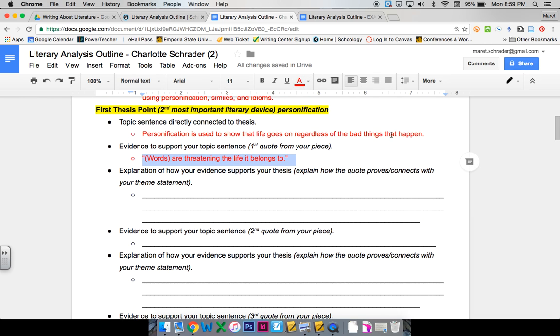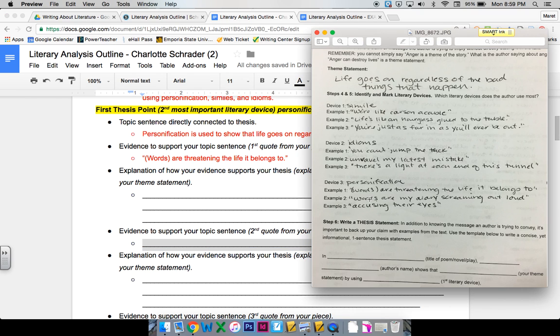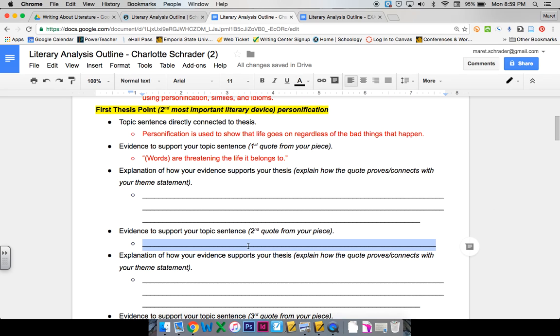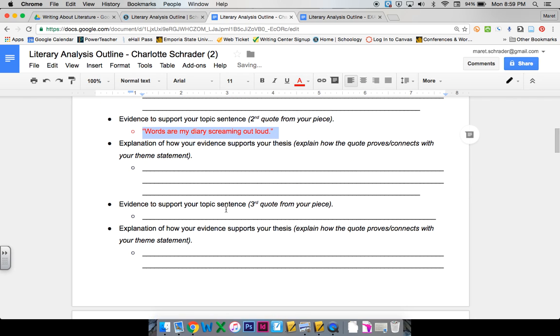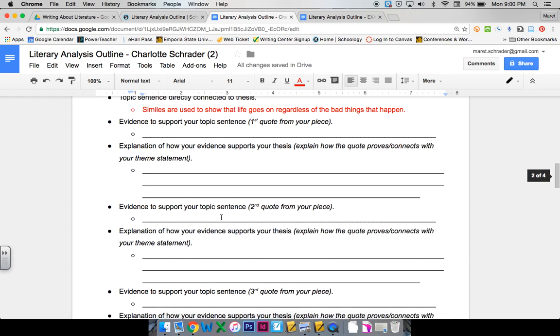And then I'm going to go ahead and leave this explanation part blank right now and plug in my second quote from the song, which is "Words are my diary screaming out loud." And then I'm going to plug in my third quote from my piece, which is "accusing their eyes." So remember, each of these is a quote from the song, so it will have the quotation marks around it. All right. Then I can go on to my next.